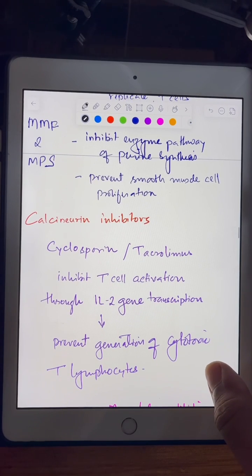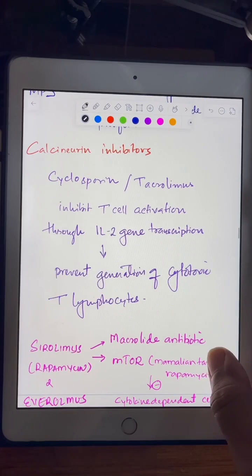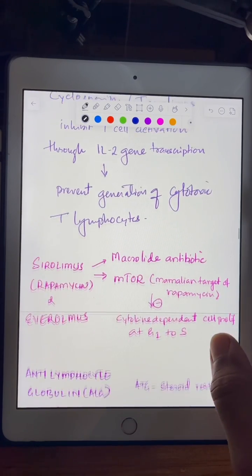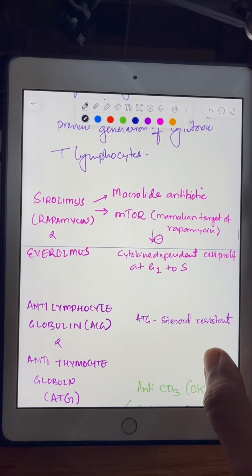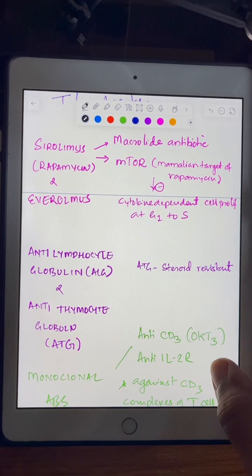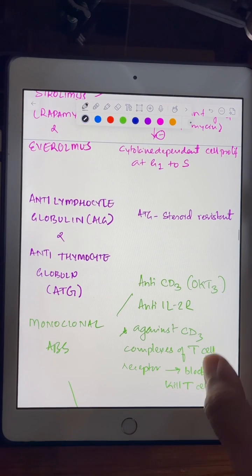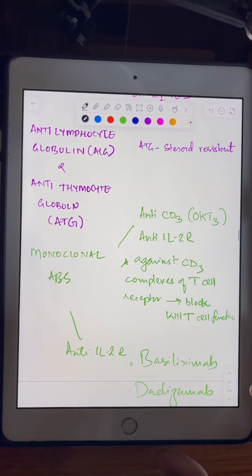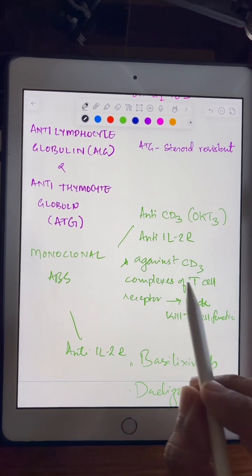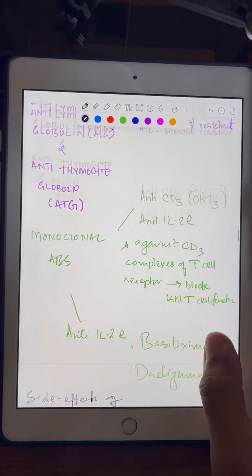Calcineurin inhibitors, cyclosporine and tacrolimus, inhibit T cell activation through IL-2 gene transcription and prevent generation of cytotoxic T lymphocytes. Sirolimus is a macrolide antibiotic, rapamycin, which inhibits mTOR, mammalian target of rapamycin, and cytokine-dependent T cell proliferation. Anti-lymphocyte globulin and anti-thymocyte globulin, ALG and ATG, are used in steroid resistance. Monoclonal antibodies are anti-CD3, OKT3, anti-IL-6, against the CD3 complex of the T cell receptor.